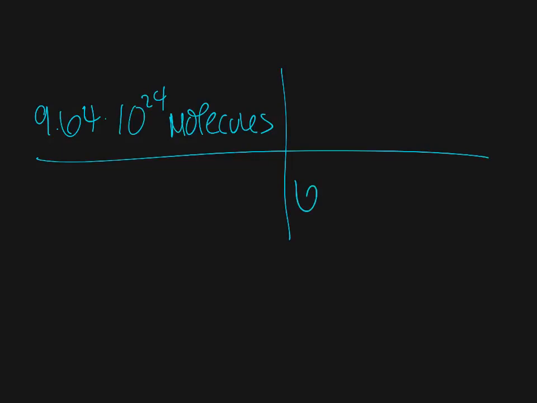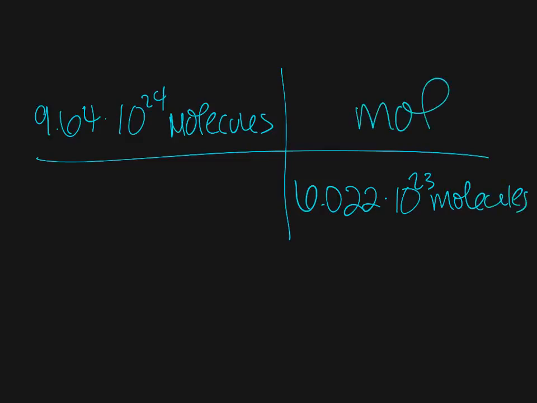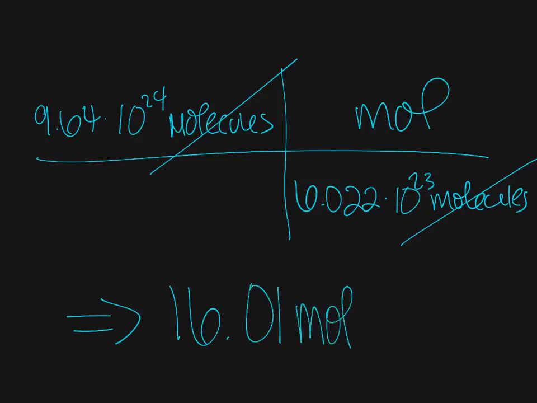So to set this up, we would start by putting 9.64 times 10 to the 24th molecules, and then dividing by Avogadro's number. We can see that the molecules will cancel out and will give us moles, which when you do the math is 16.01 moles of dichlorine heptoxide.